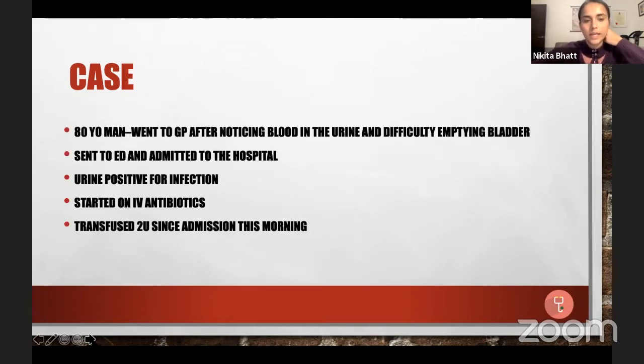So this is an 80-year-old man, quite commonly seen presenting like this, who went to the GP after noticing some blood in the urine and difficulty emptying his bladder. The GP was quite concerned, sent him to A&E and he was admitted to the hospital. The urine was positive for infection, but the urine was quite bloody, so it was hard to say what happened first. So we started on IV antibiotics and transfused 2 units since admission.